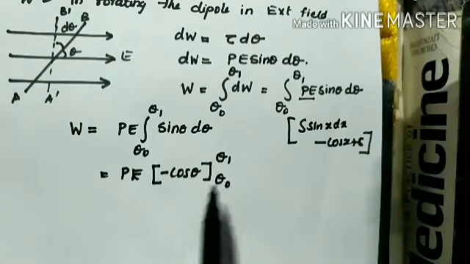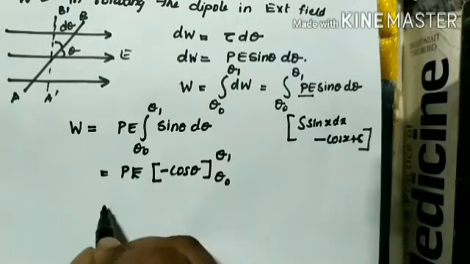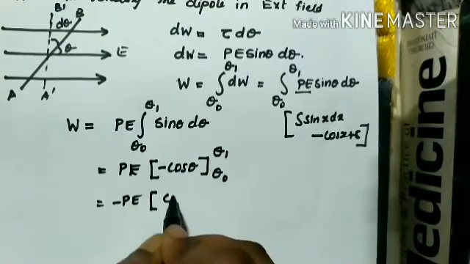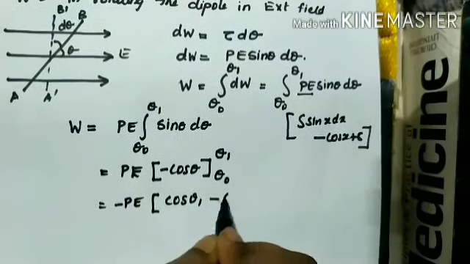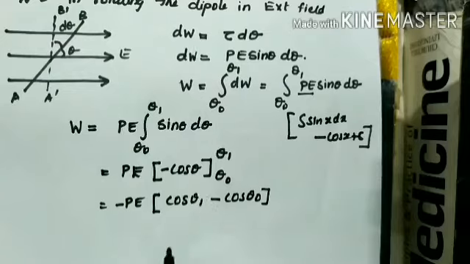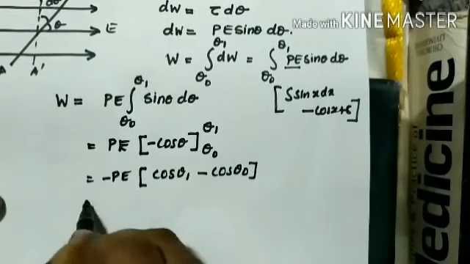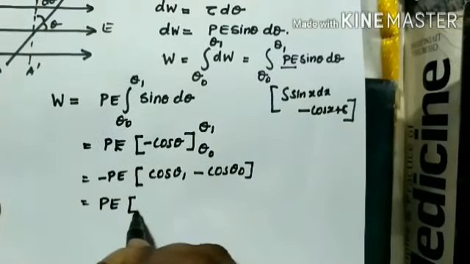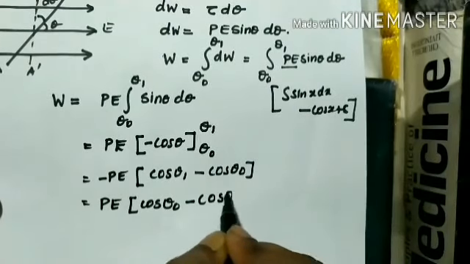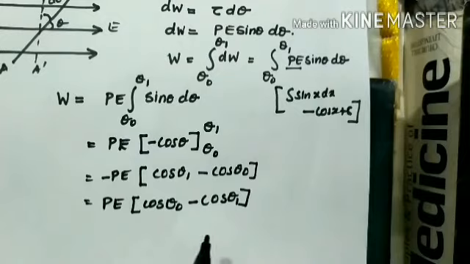Now what is the expression? We have to put upper limit minus lower limit. I'm putting minus outside, okay? So it becomes cos theta 1 minus cos theta 0. Now I'm going to bring this minus inside. So it becomes PE (cos theta 0 minus cos theta 1). Clear?